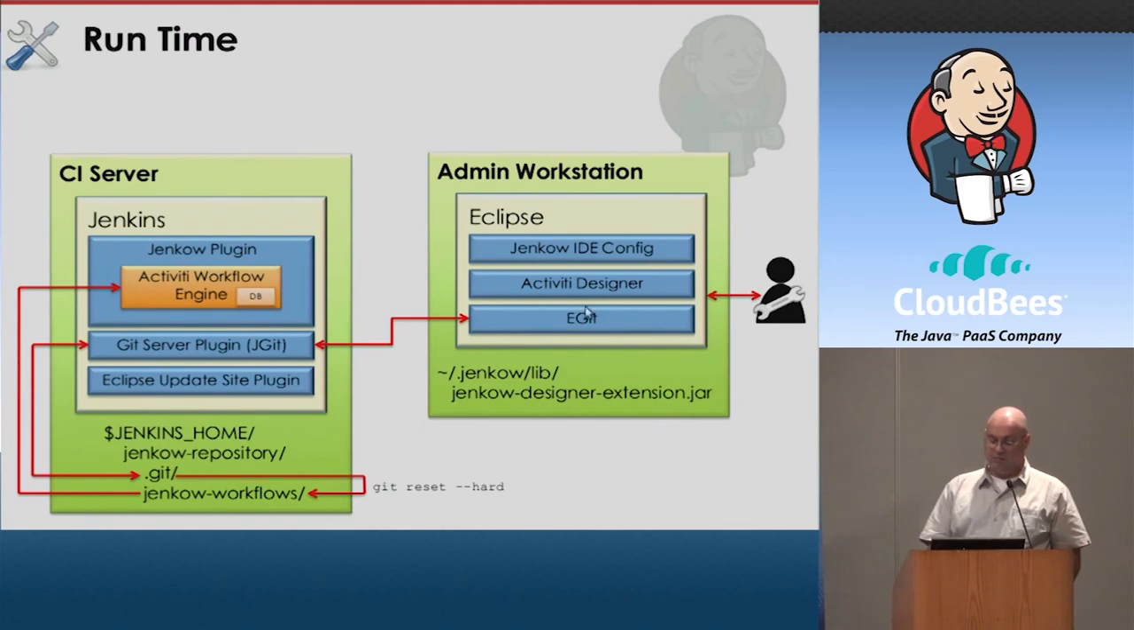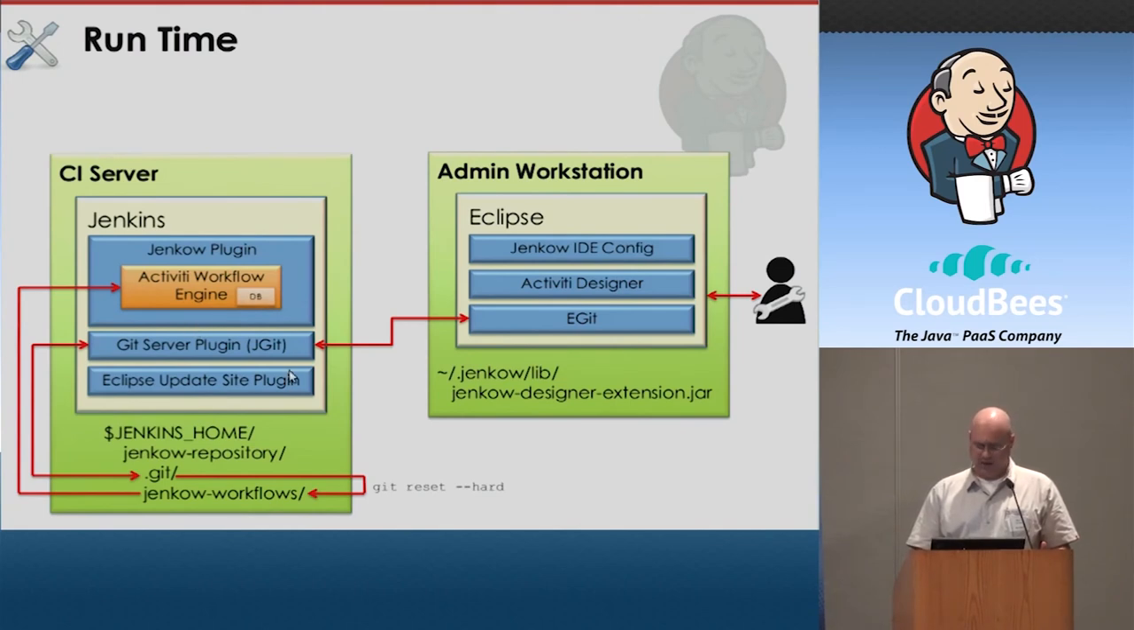The admin uses this setup to read and write workflows, the workflow repository, which gets served out by the Git server plugin. It uses JGit. That gets stored in the conf hierarchy of Jenkins under a new directory, Jenkow repository. Jenkow holds a checkout of that in this area, basically doing a Git reset hard every time a push gets pushed into that repository, so that this directory hierarchy always reflects the latest state. And this is where the workflow engine then gets its workflow files from, the workflow definitions.